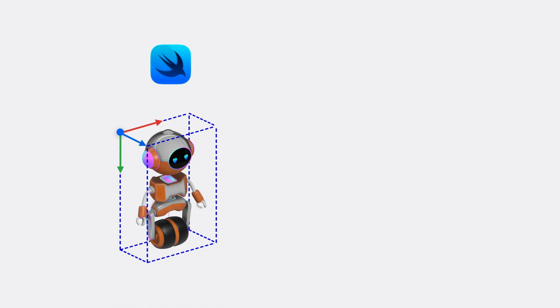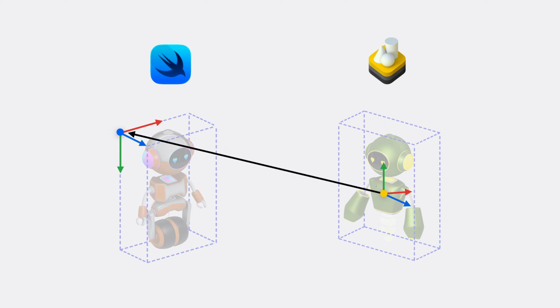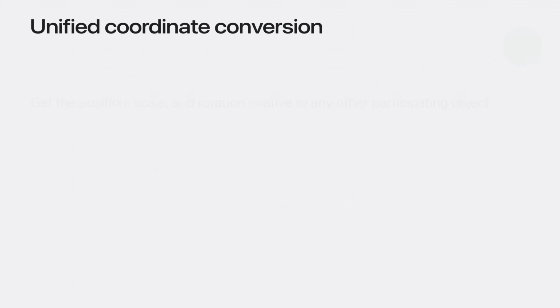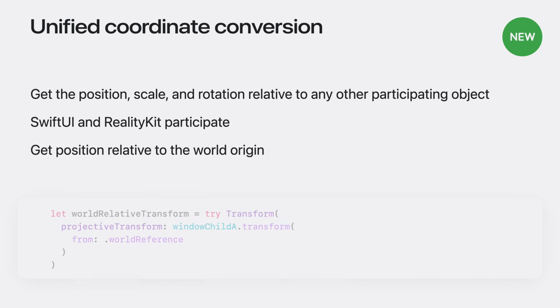Sparky is in the Model 3D SwiftUI view now, and Bolts is an entity in the RealityKit greenhouse. I need to get the absolute distance between these two robots, even though they're in different coordinate spaces. To solve this, the spatial framework now defines a coordinate space 3D protocol that represents an abstract coordinate space. You can easily convert values between any two types that conform to coordinate space 3D, even from different frameworks.